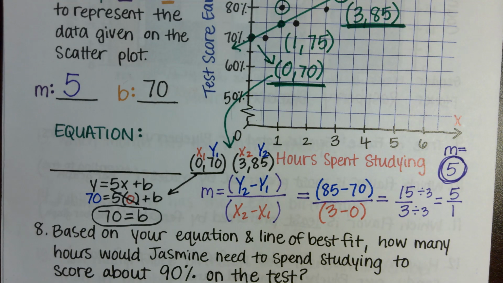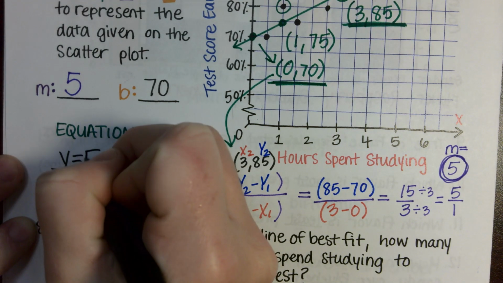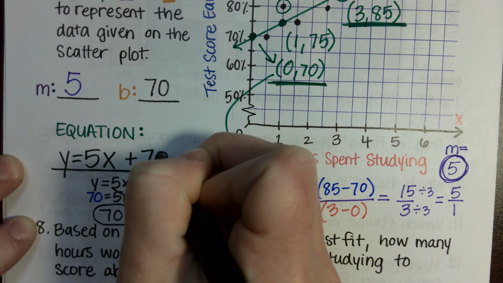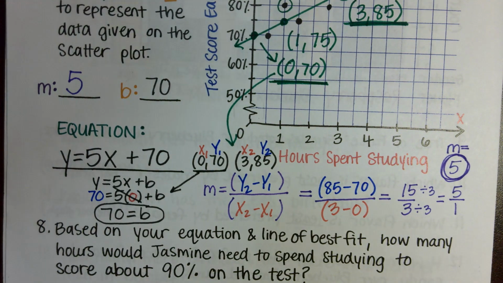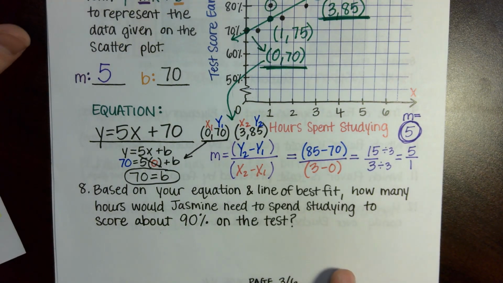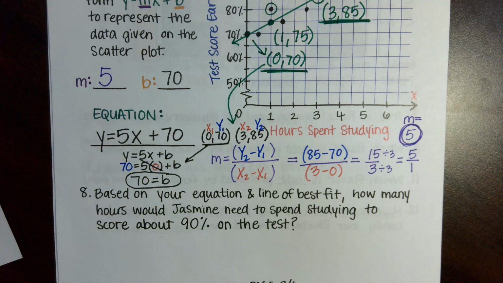What are we thinking? Y equals 5x plus 70. Absolutely. Y equals 5x plus 70. That's your answer, guys. Any questions on that? We feel okay about it? Good. Okay, let's move on to number 8.